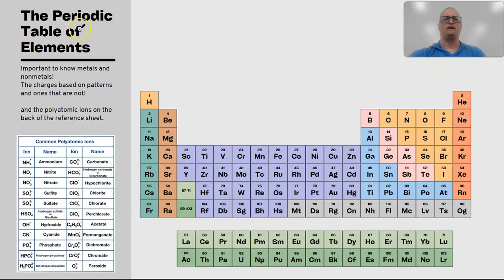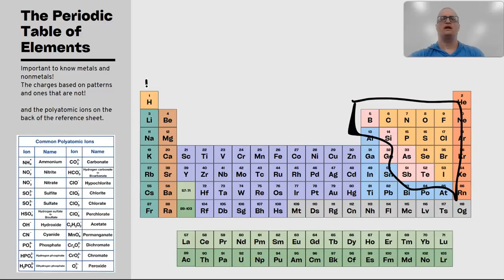So you've got your periodic table of elements. You need to know where the metals and nonmetals are, and generally your nonmetals are going to be throughout here, really not doing anything with the noble gases. Then you also need to remember the charges based upon the patterns.